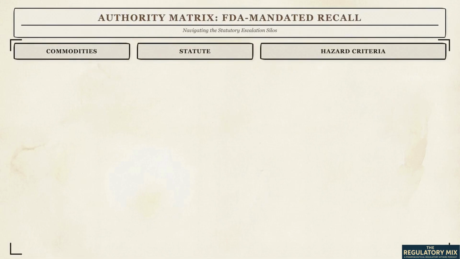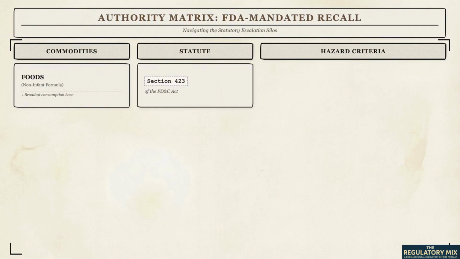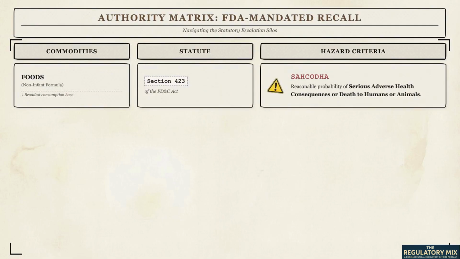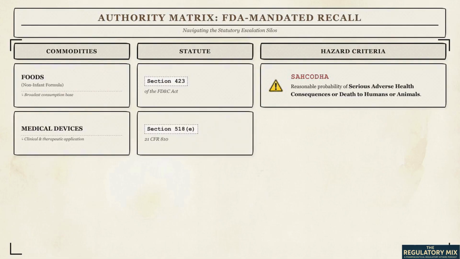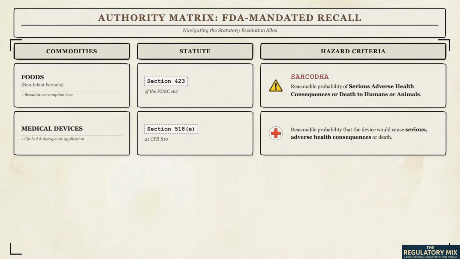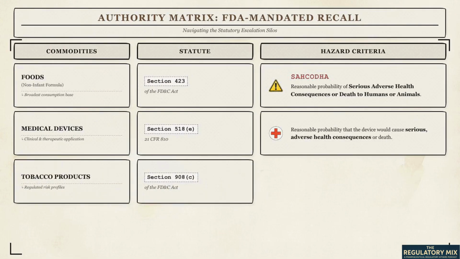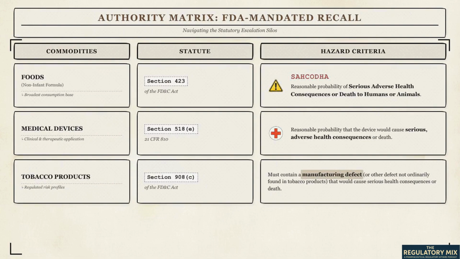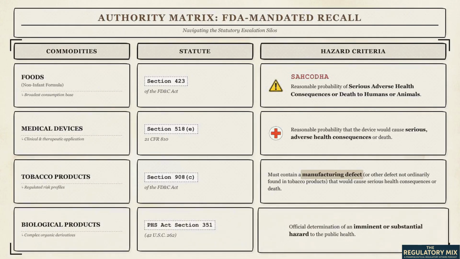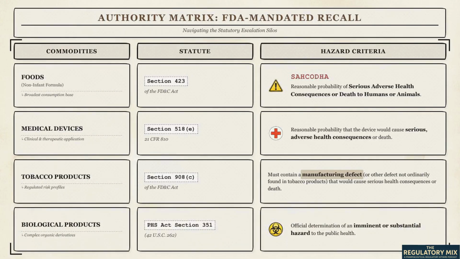As this authority matrix illustrates, the FDA's power to outright mandate a recall is heavily siloed. They cannot force a recall on every product type. For foods, the threshold falls under Section 423. It triggers only when there is a reasonable probability of serious adverse health consequences or death to humans or animals. Medical devices operate under Section 518E, requiring a similar threshold of serious consequences, but under different regulations.